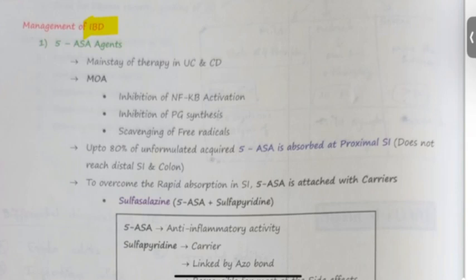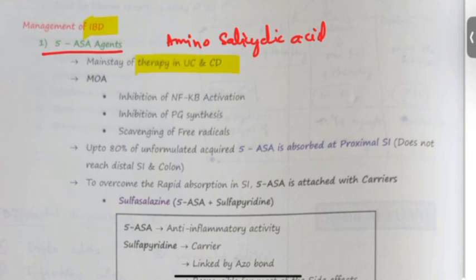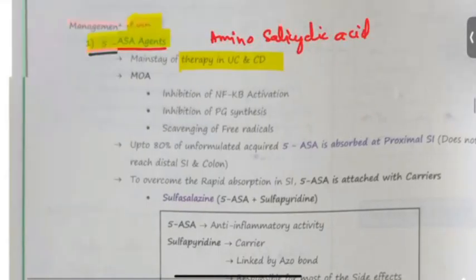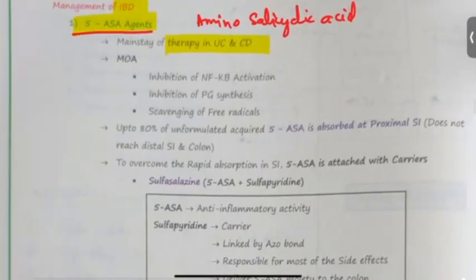Okay, the first one being 5-aminosalicylic acid agents. Okay, 5-ASA, aminosalicylic acid agents. This is the mainstay of therapy in case of ulcerative colitis and Crohn's disease. What is the mechanism of action? How do these drugs, the 5-ASA agents, act? These agents basically inhibit nuclear factor kappa beta activation.